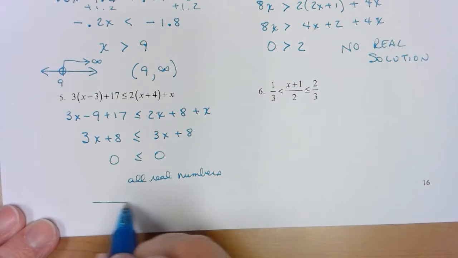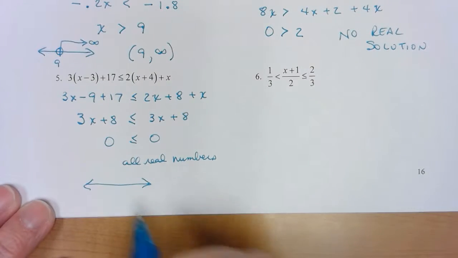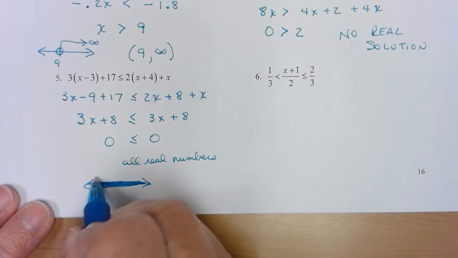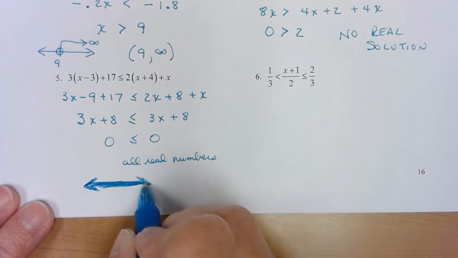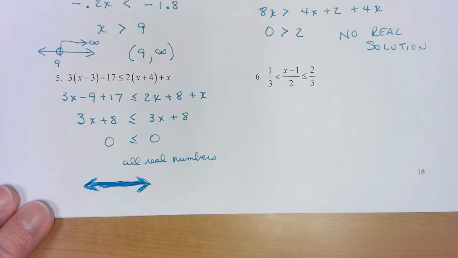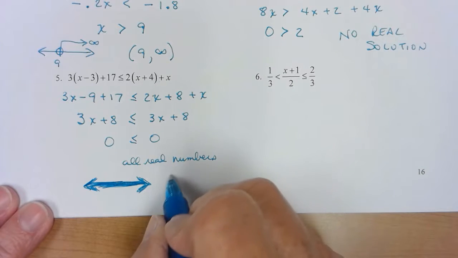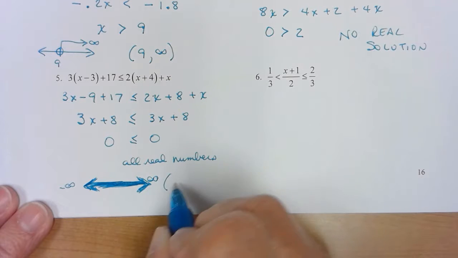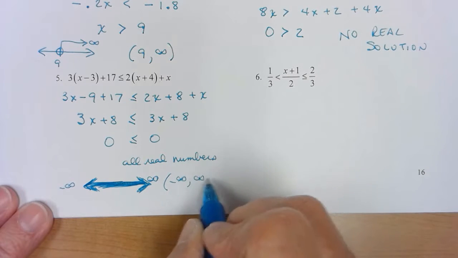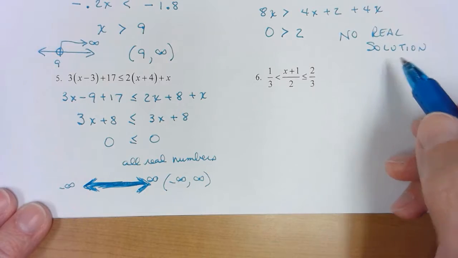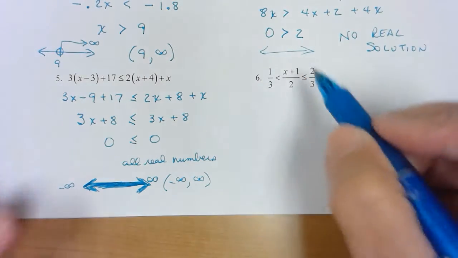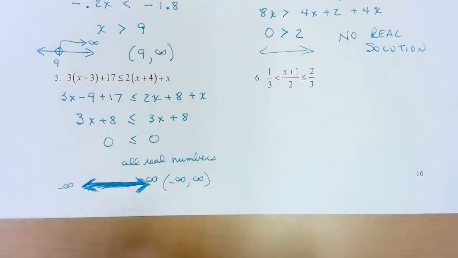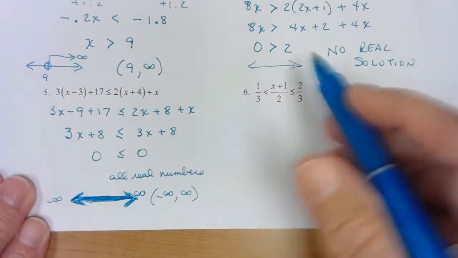Now if I have to graph this, I just have to shade the whole line. Use a lot of ink that way. Now, if I have to do interval notation, it'd be negative infinity to positive infinity. Now, no real solution. If you had your graph, you wouldn't graph anything, nor do you have anything for interval notation, since there is no real solution there. Those were sort of odd.